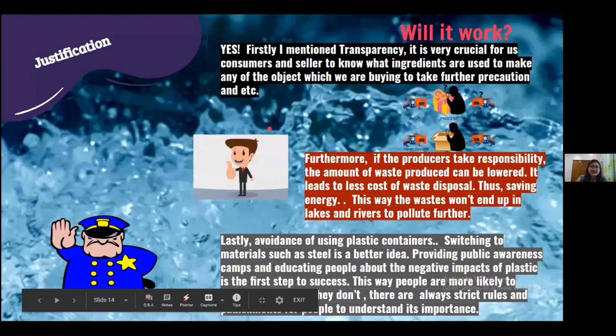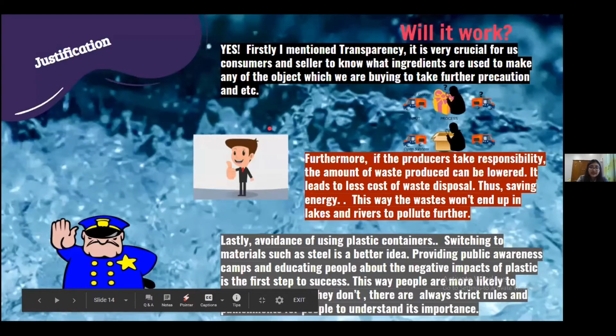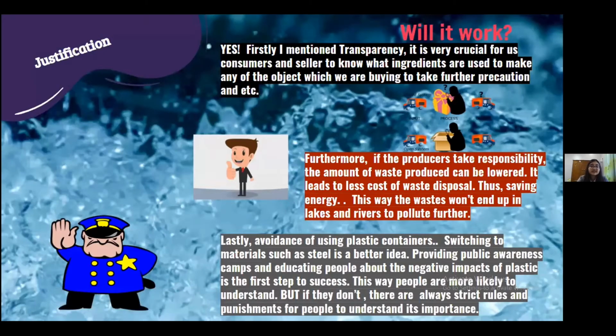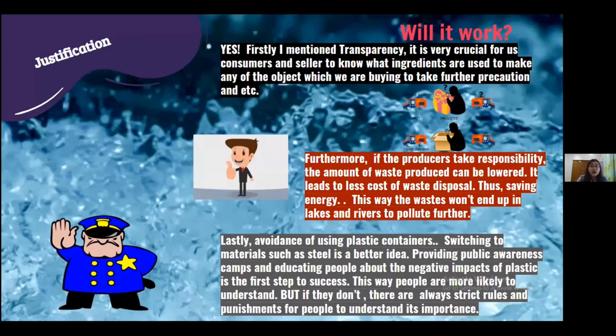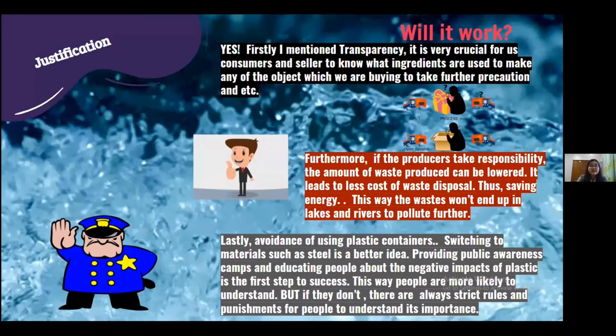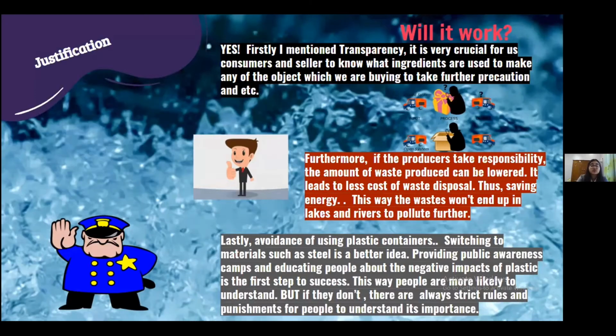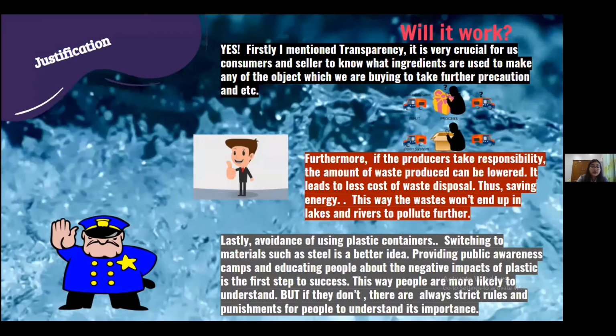Now you may ask, will it work? Will any of these solutions even be effective? Yes, they will. All the solutions that I've provided are both effective and cost close to nothing. Firstly, I've mentioned transparency, and transparency is an extremely crucial idea for us consumers and sellers to know what ingredients are used to make any object, so we can take further precautions to use it.